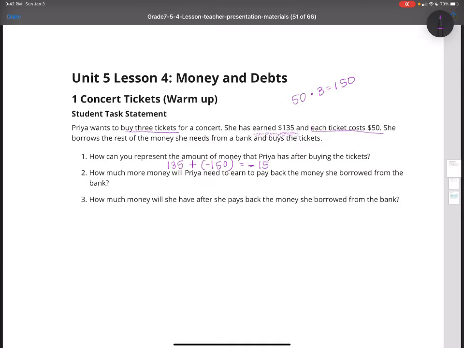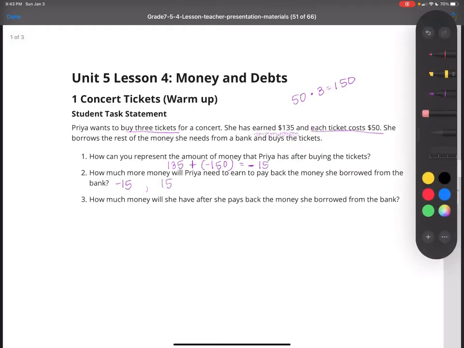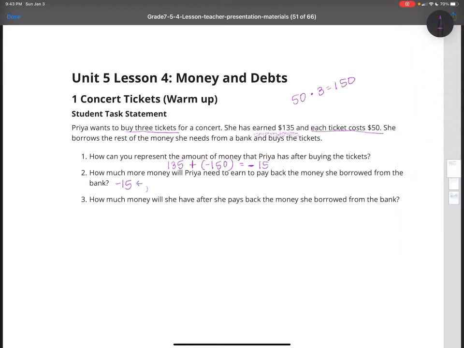Okay? So it says, how much money will Priya need to earn back from the money she's borrowed from the bank? Okay? Now, think back to question 1. She would need to borrow $15. So since she needs to borrow $15, right? So it says she would need to earn $15. Let me write that in a complete sentence. And we'll point an arrow saying this is the amount she needs to borrow.